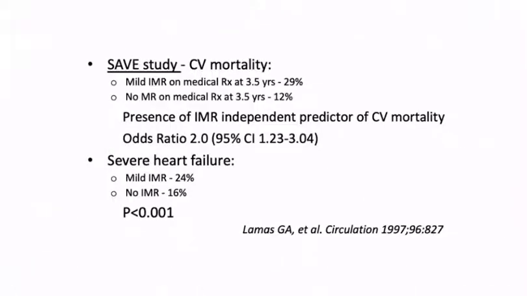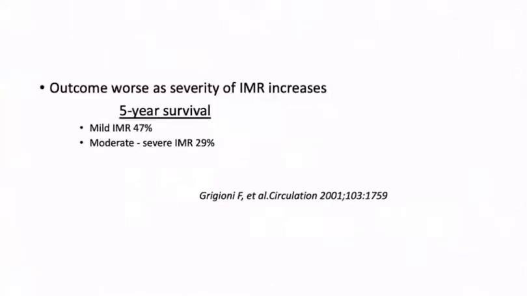Coming to the SAVE study, it has shown that even in patients with mild ischemic MR who are on medical treatment, there is 30% mortality within a span of 3 to 5 years, whereas when there is no MR, the mortality is 10%. There is a significant increase in mortality if there is associated ischemic MR. And even in the presence of heart failure, if there is mild MR, there is a high chance of mortality when compared with no mitral regurgitation. In the 5-year survival, with mild MR associated with ischemic MR it is 47%, whereas for moderate to severe it is 29%.